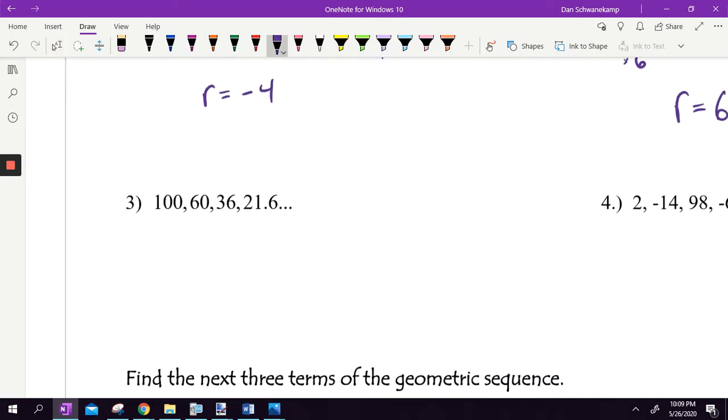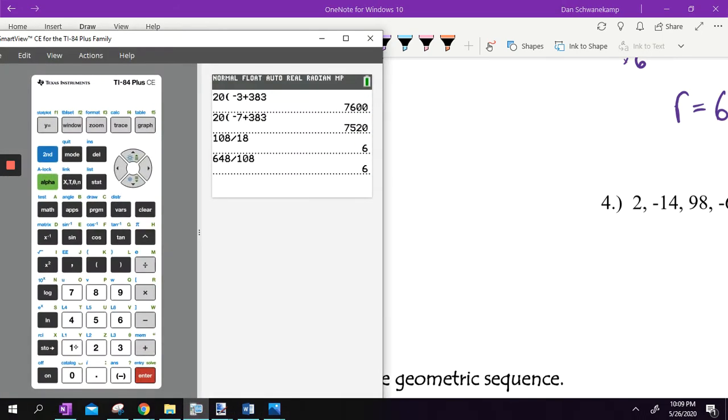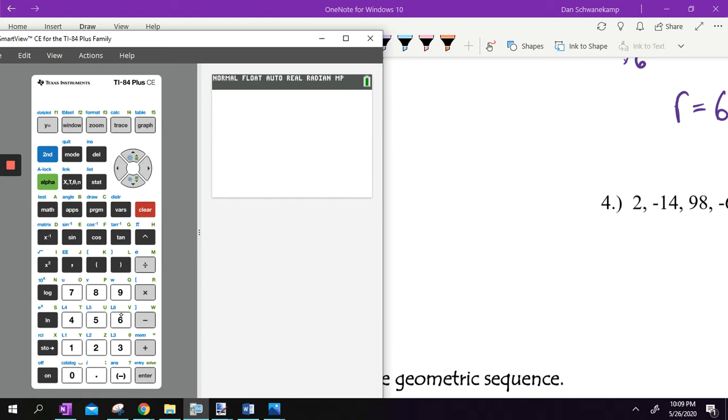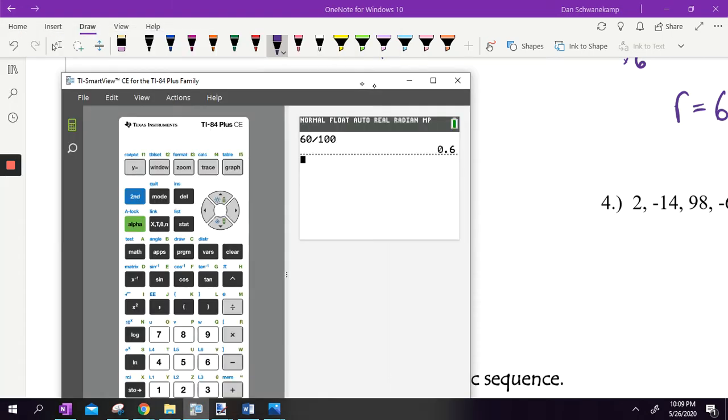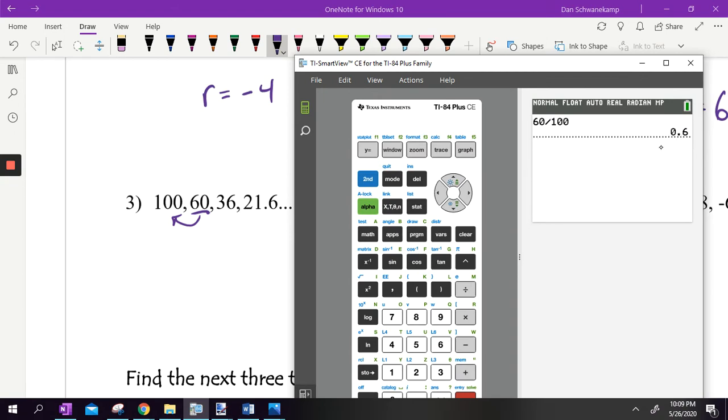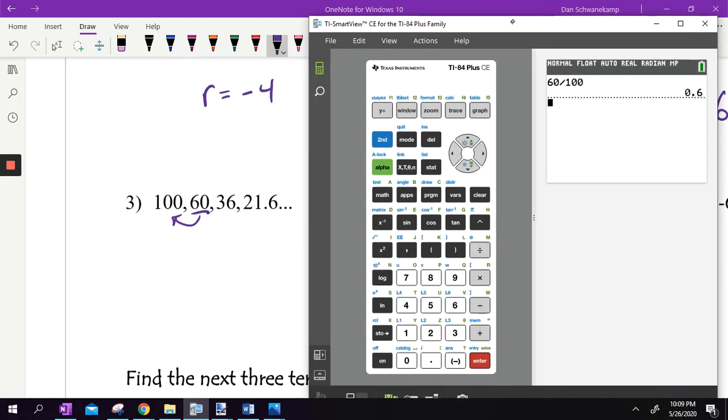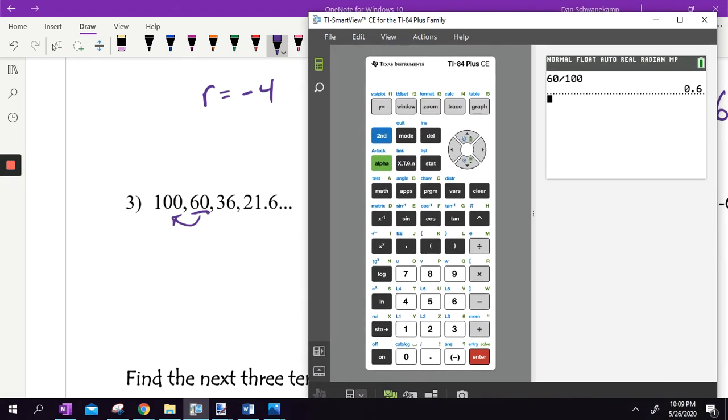Next one, 100, 60, 36. Yeah, that one's a little bit tougher. I don't just see that one right off the bat. So what I'm going to do here is take a number and divide by the one in front of it. I'm going to take 60 divided by 100, and I get 0.6. My number is getting smaller, so it makes sense that it's a decimal here. I'm multiplying by 6/10 or 3/5 or 0.6.